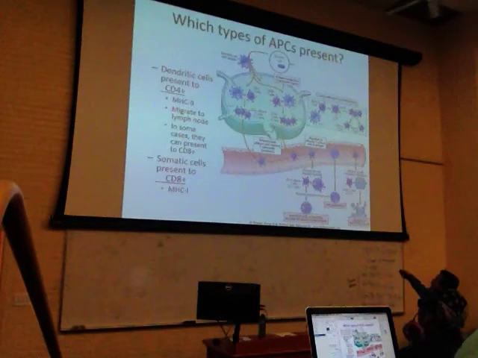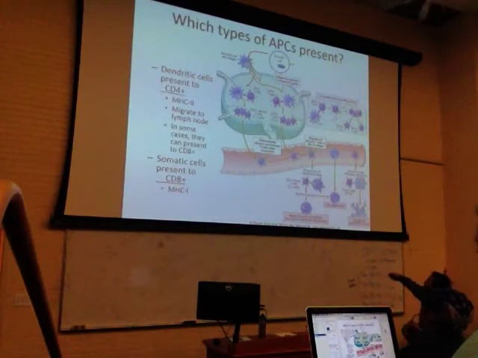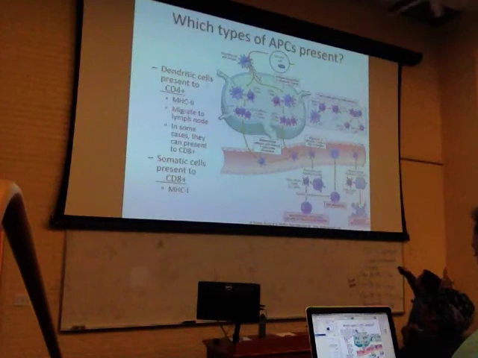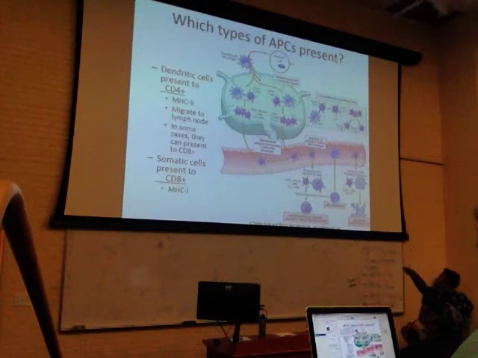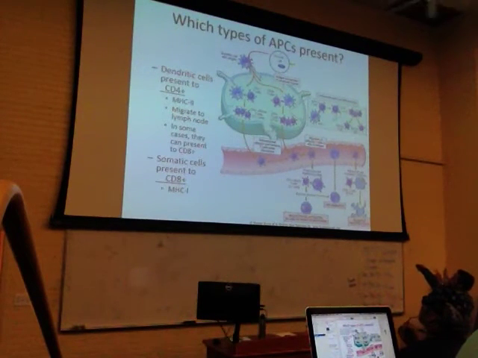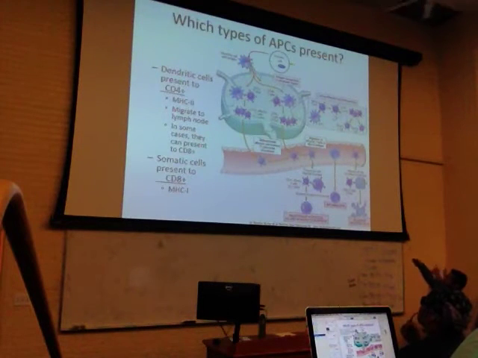The other pathway is that the dendritic cell, in some cases, can migrate over here to the CD8 pathway. In the CD8 pathway, the dendritic cell has the antigen and shows it to the CD8 T cell. This is in the lymph node.